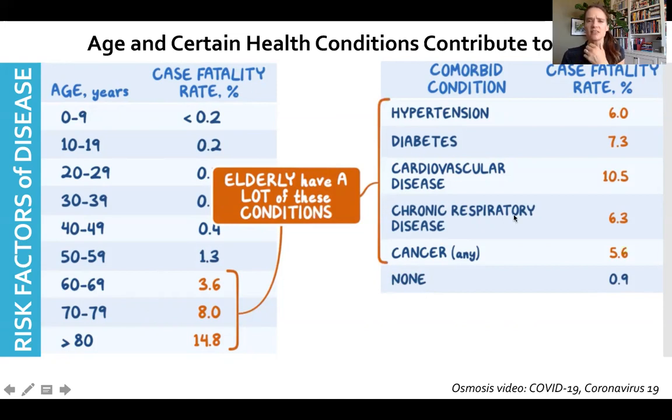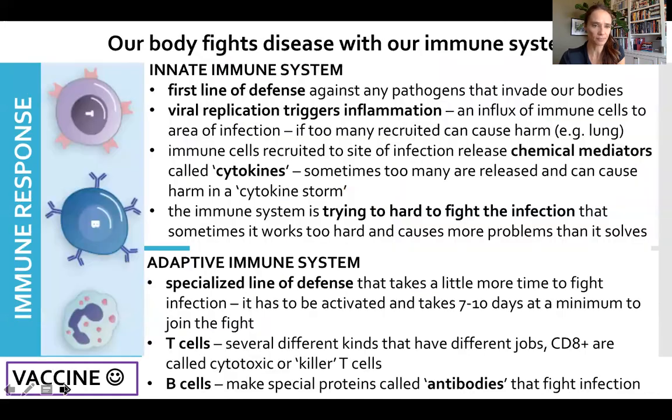And then there are certain things that contribute to their infection. So certain health conditions that people might have, like blood pressure problems, like hypertension or diabetes or heart problems or lung problems or maybe even cancer. And one thing we know is that as people age, they do have more health conditions. So these things kind of go hand in hand.